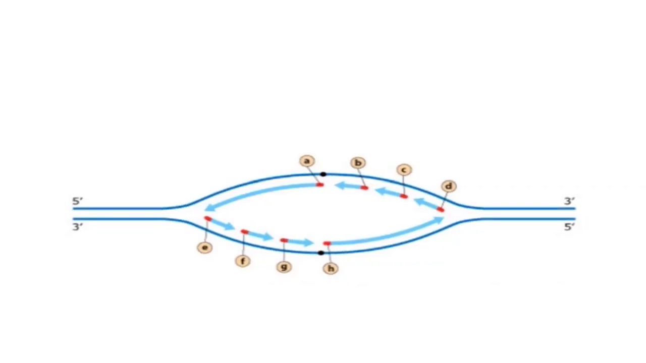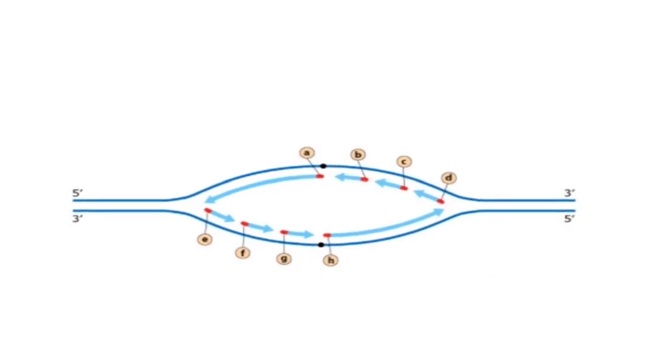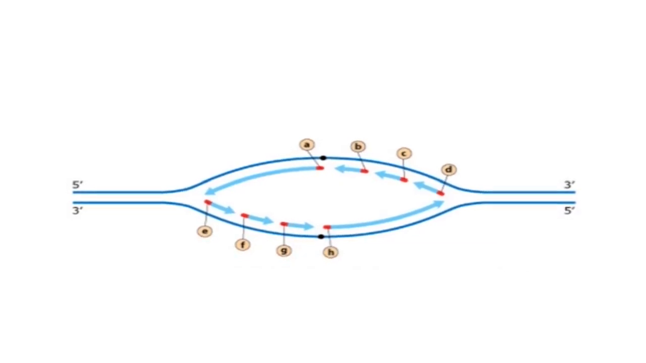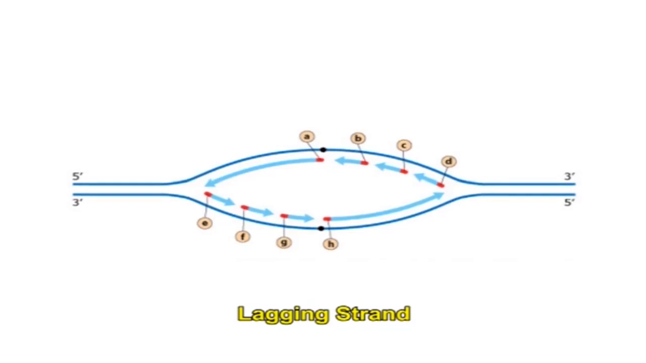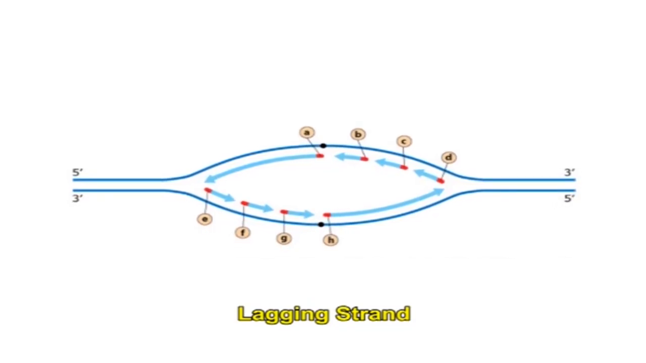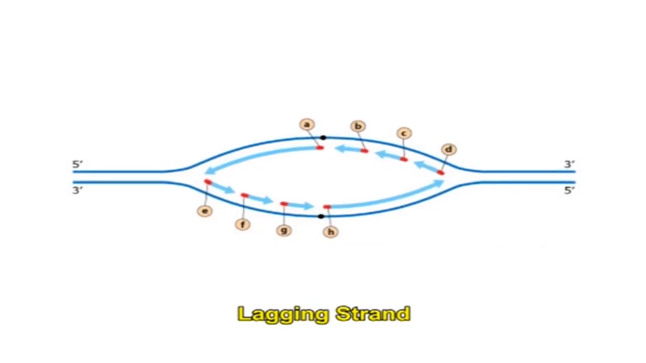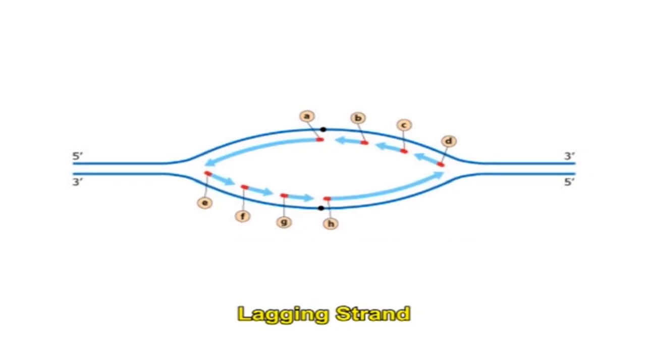The strand of new DNA that is produced in the opposite direction to the growing replication fork is known as the lagging strand. The replication of the lagging strand is more complicated than the leading strand because of its orientation. The lagging strand is produced in short, separated segments.